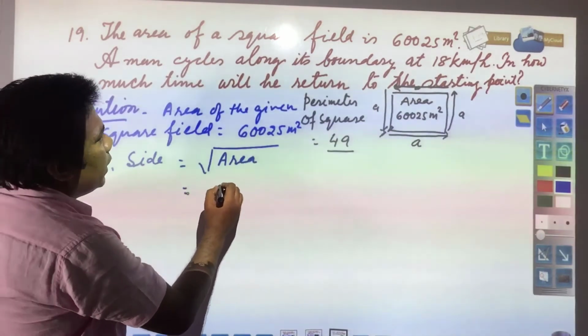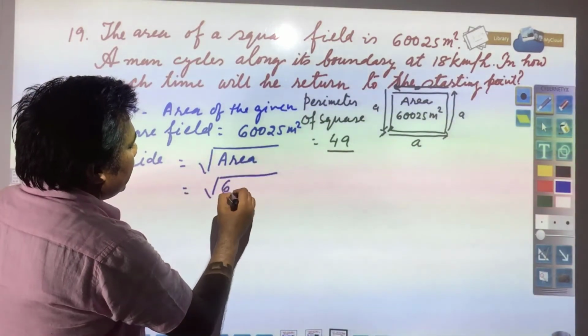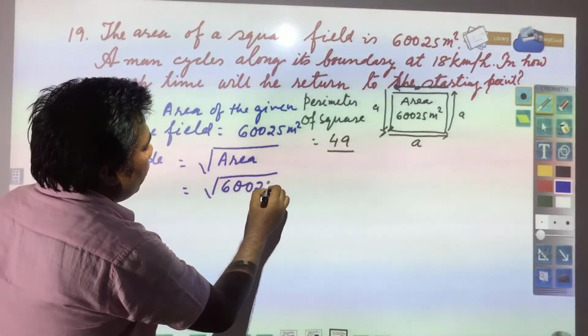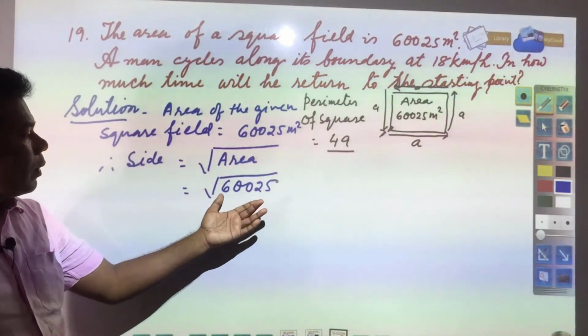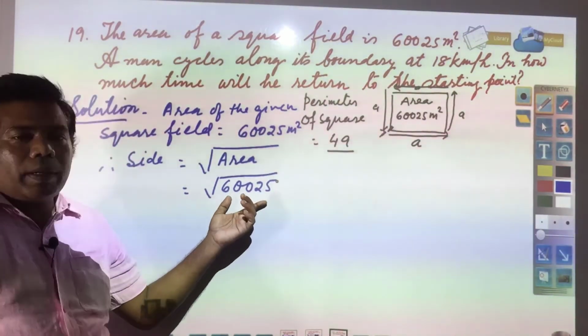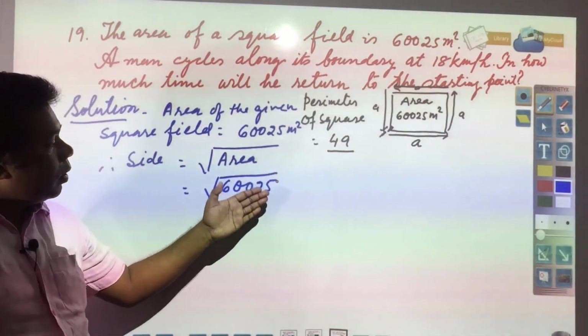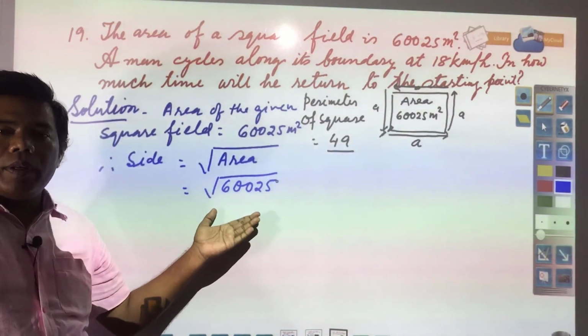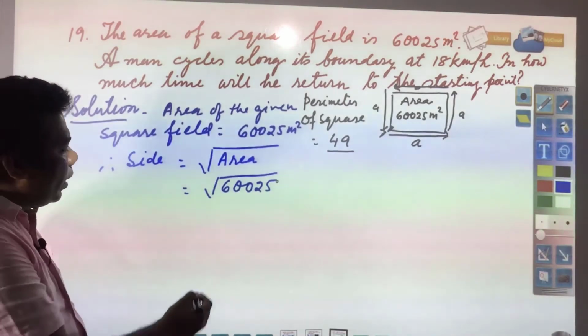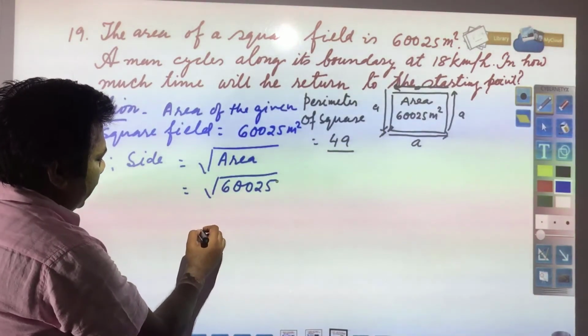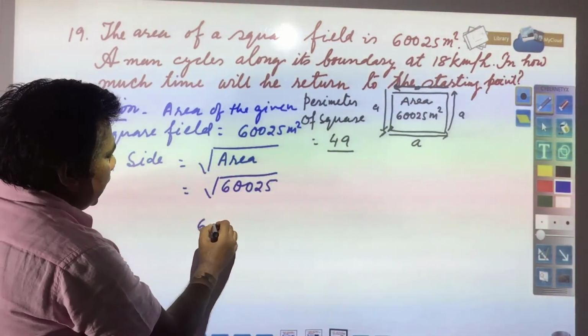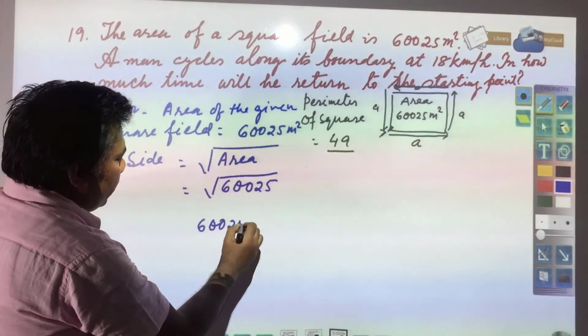So, that is root under 60025. Now, this square root of 60025 you find out by any method, by prime factorization method or long division method, whatever you feel easy. So, suppose by long division method we are finding out what we will get, 60025.